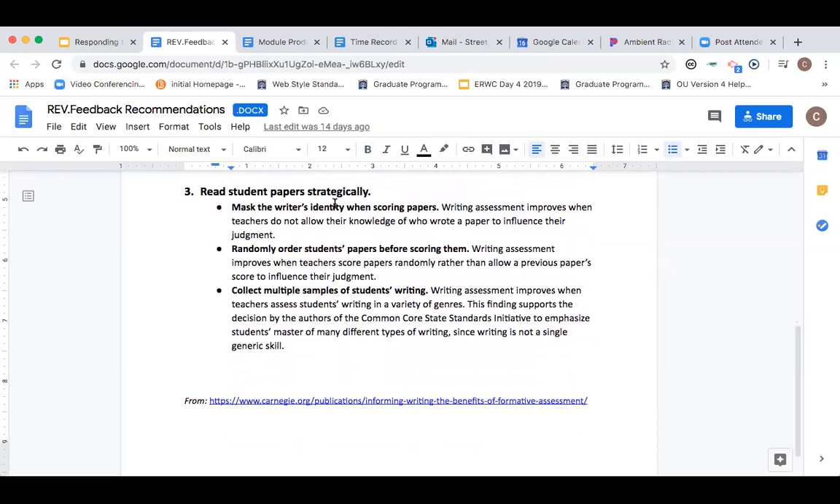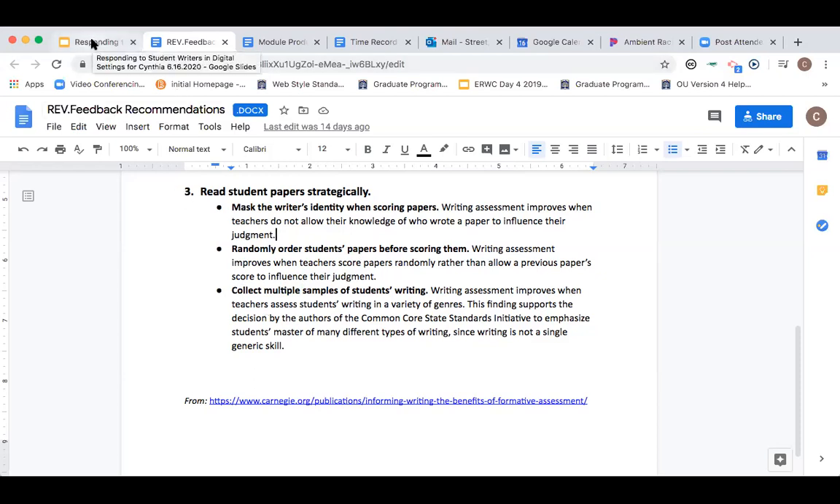Mask the writer's identity when scoring papers. If you've never done this, I would suggest you try it. I do it for some papers and it can make a difference. We tend to have certain images in our mind of our strongest writers and some of our poor writers. And if we come in and we look at the name first, it can definitely influence how we score that paper. Randomly order papers is a good idea, and then collecting multiple samples of student writing over time.